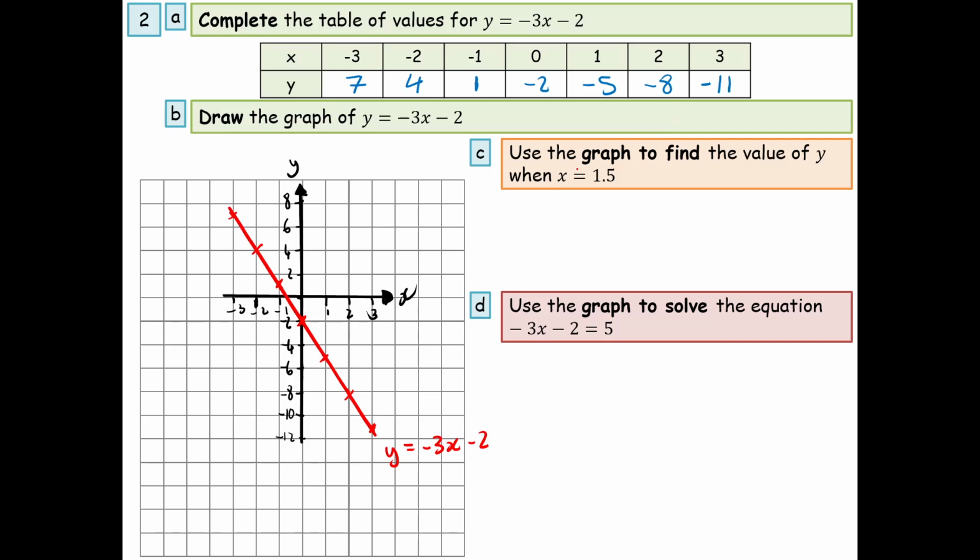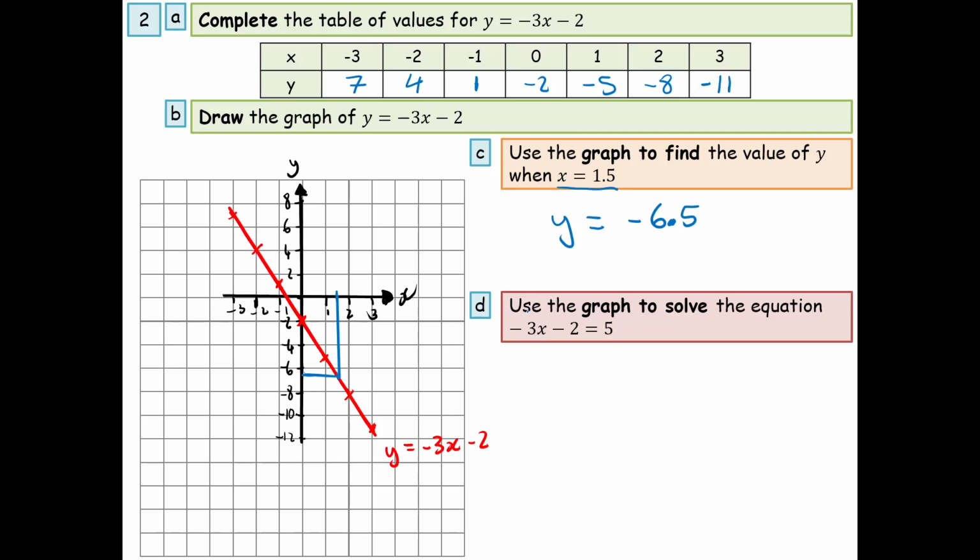Okay, now this answer part C. Use the graph to find the value of y when x is 1.5. So we're going to go to x is 1.5, which is here. We'll draw a line going down, like so, and then across. And we can see there that that is between minus 6 and minus 7. So y is minus 6.5 from observation.